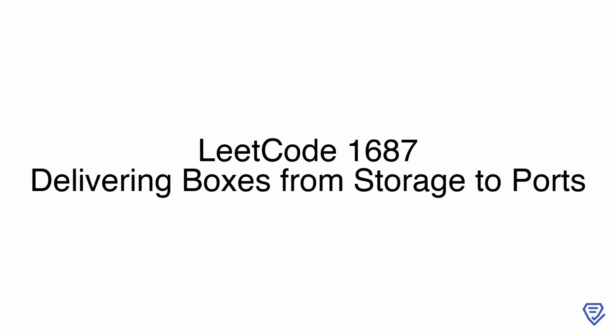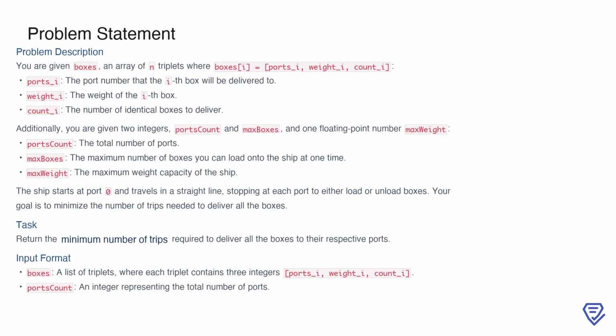Let's dive in. In this problem, you are tasked with delivering boxes from a storage area to various ports. Each box is represented as a triplet: ports_i, weight_i, count_i. Here, ports_i indicates the port number the box needs to be delivered to, weight_i is the weight of the box, and count_i tells us how many identical boxes are included in this entry.